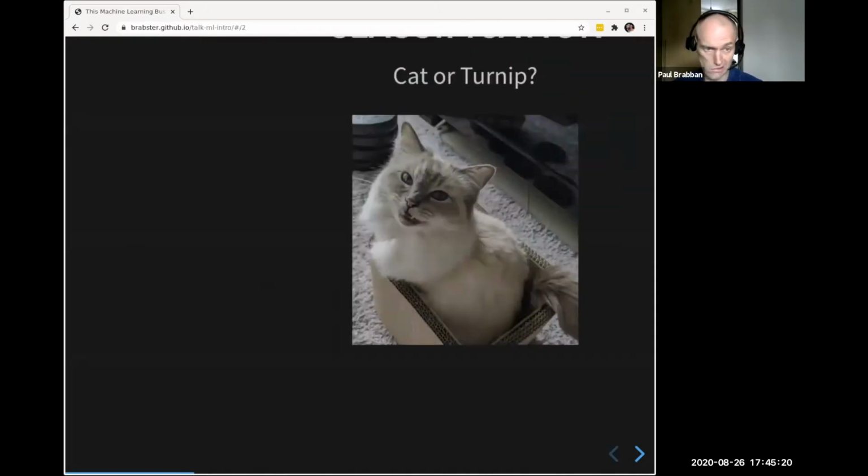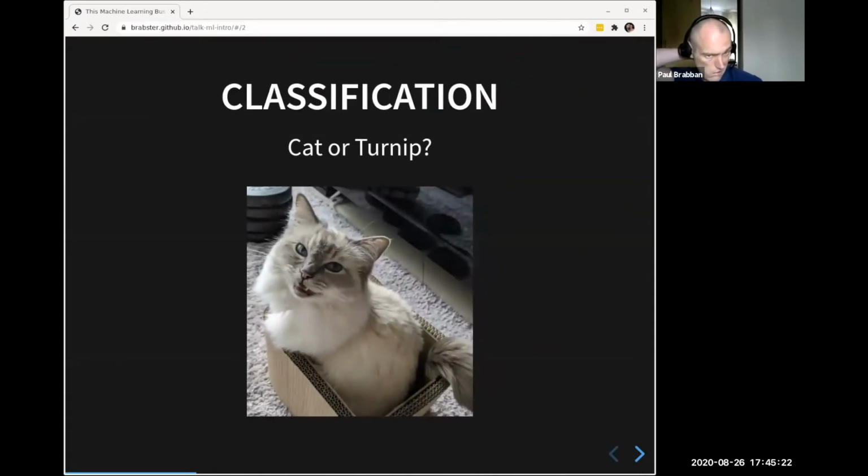With that, we'll actually go into some machine learning stuff. There are a few tasks that machine learning can undertake, but they fall into some general categories. A big category is classification. So here's an example of classification. If I showed you this photo and asked you, is it a cat or a turnip? You could tell me which one it is. And getting a computer to do a similar sort of thing is a classification task, which we could solve with machine learning.